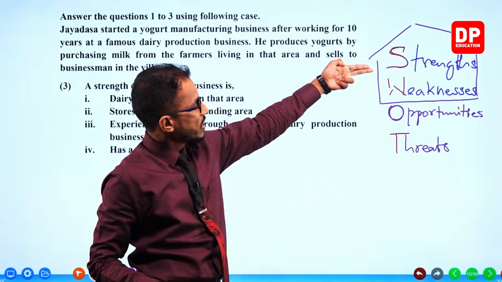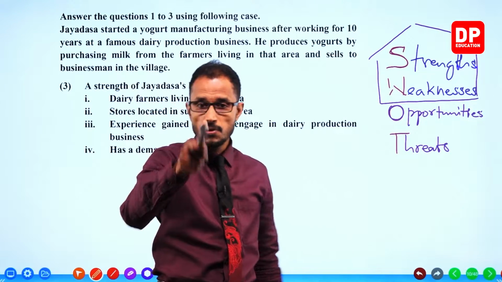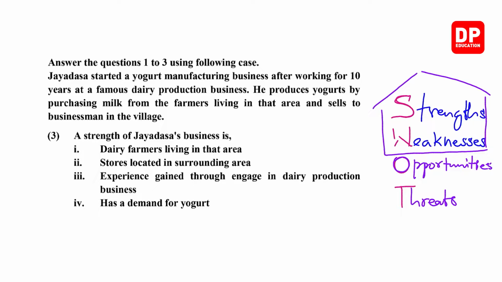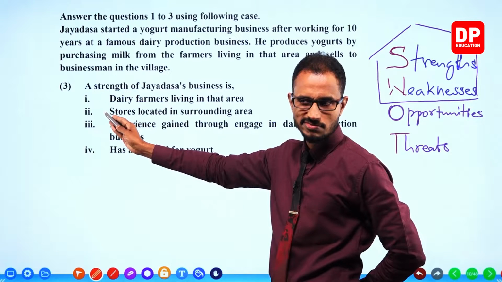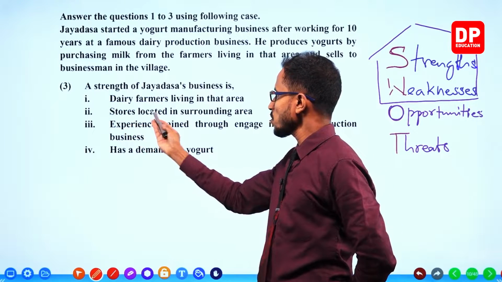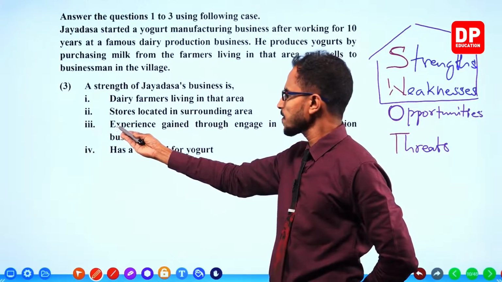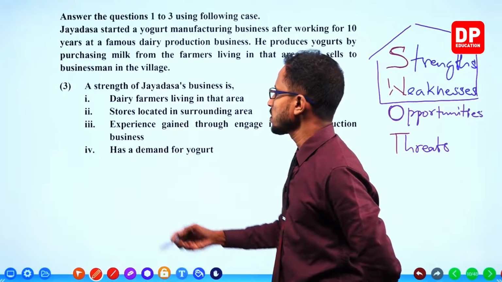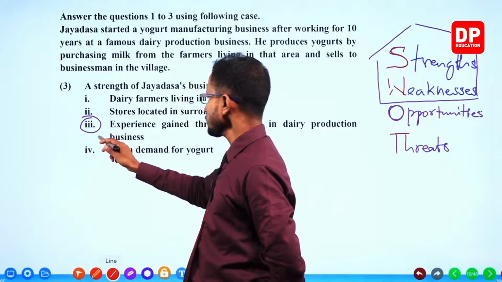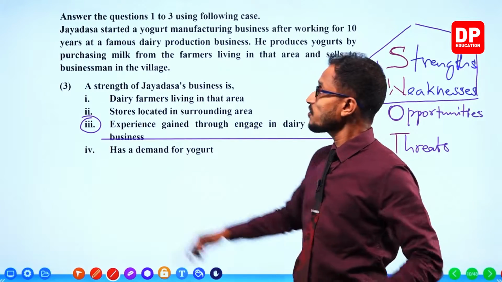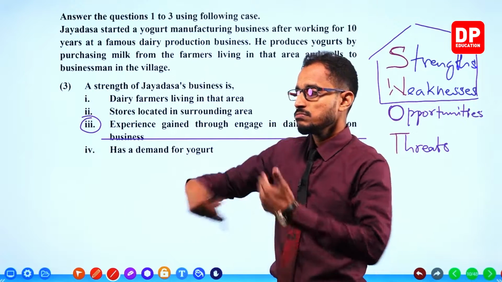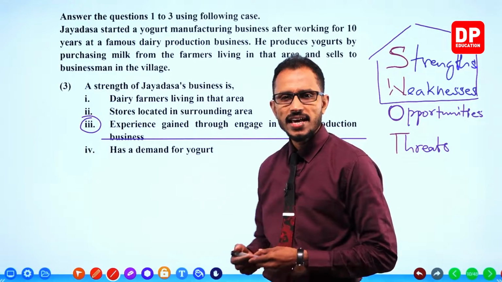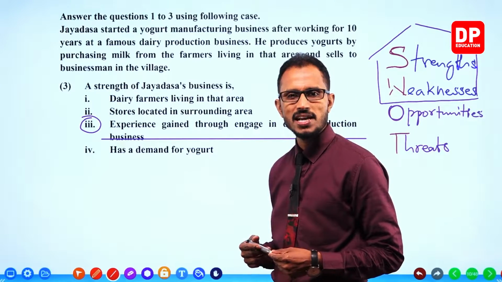Yeah. So strength is an internal factor, an internal positive. What is positive for the business in the internal environment? Dairy farmers living in that area? No. Stores located in the surrounding area? That is also external. Experience gained through engaging in dairy production business. Has a demand for yogurt. Clearly this is the answer. Experience gained by Jayadasa.